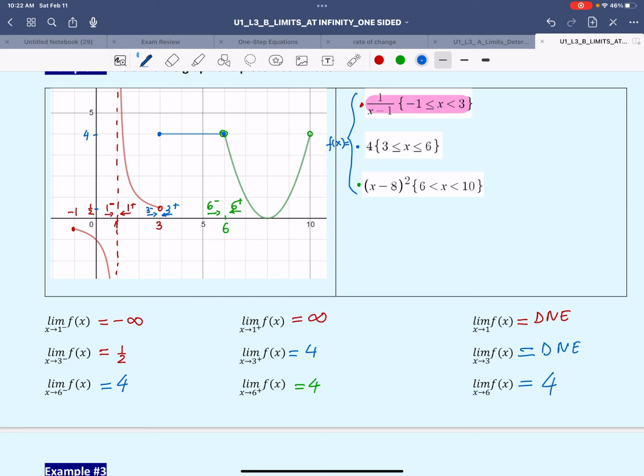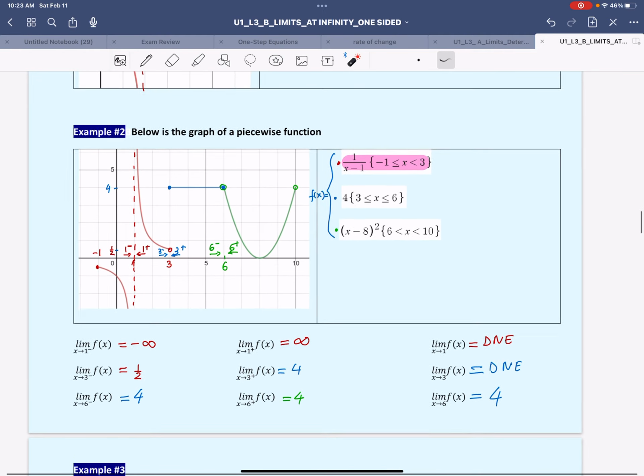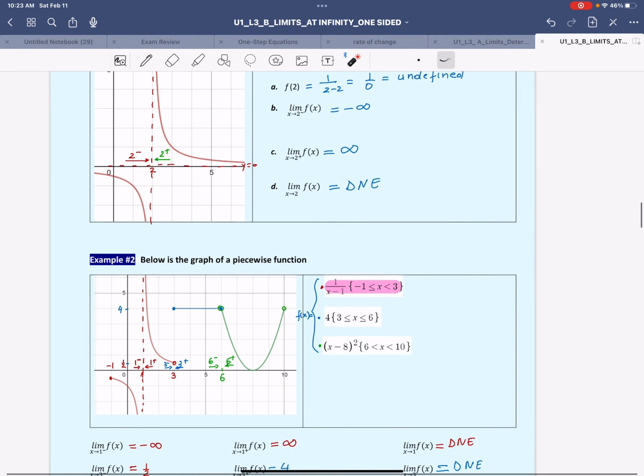So that limit will exist, which means that we have a predictable value of y for this function at x equals 6. So we're going to take a look at more examples in the next video.